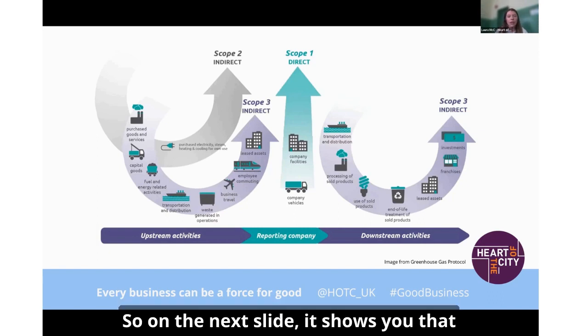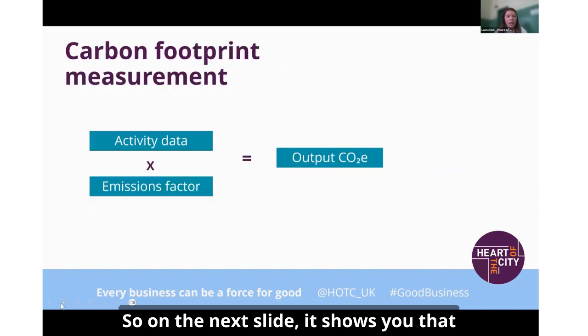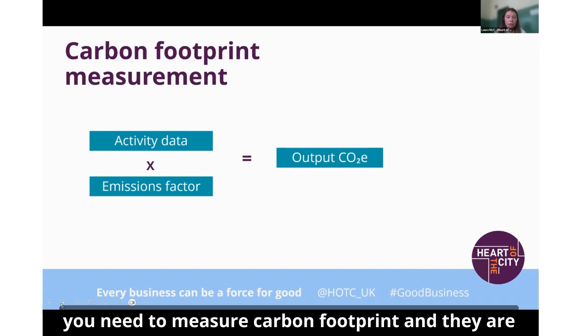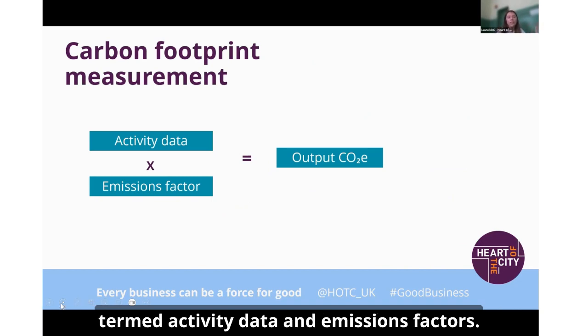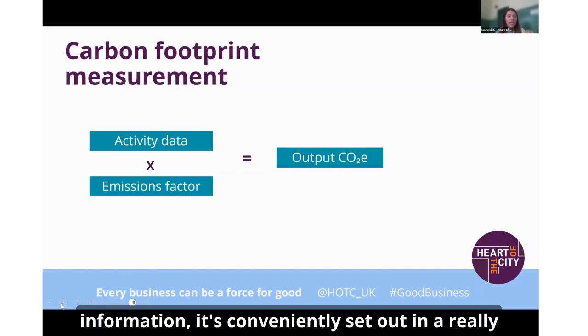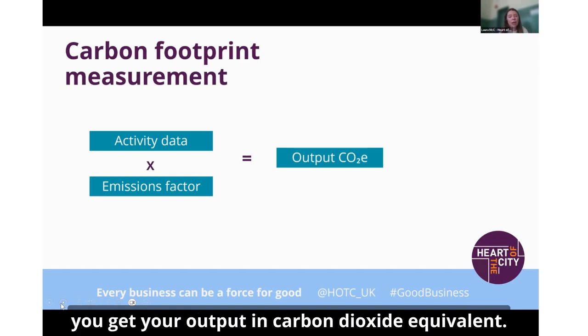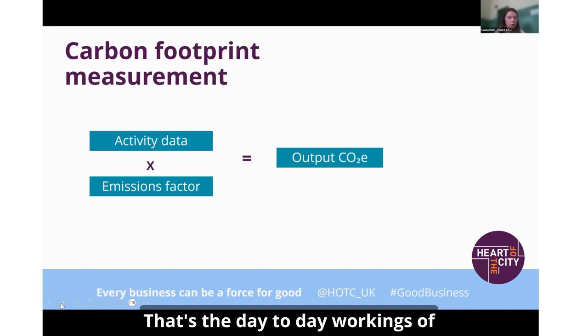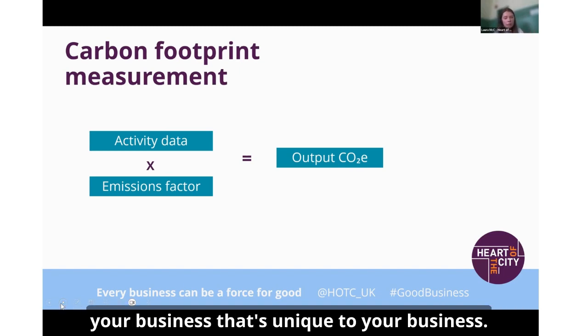On the next slide, it shows you that there are really two overarching bits of data that you need to measure your carbon footprint, and they are termed activity data and emissions factors. When you have those two bits of information, it's set out in a really simple equation, and you get your output in carbon dioxide equivalent. So your activity data is your business operation data. That's the day-to-day workings of your business. That's unique to your business.